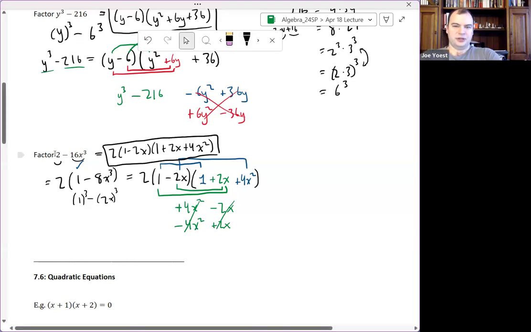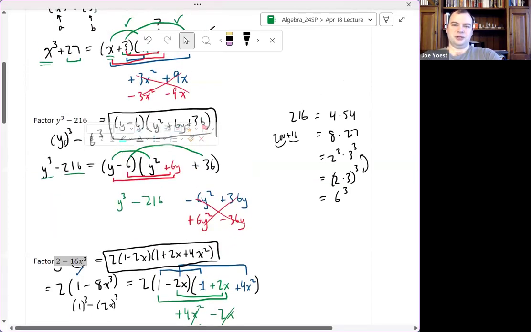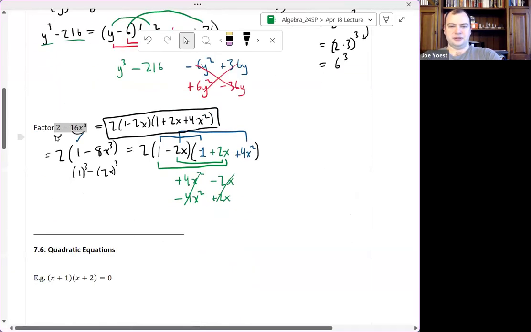So again, I just take it one step at a time. Is there a greatest common factor? In this case, there was. In the previous two cases, there was not. Is there a greatest common factor I can factor out? Yeah, I can factor out the 2, and then I recognize the difference of the cubes.